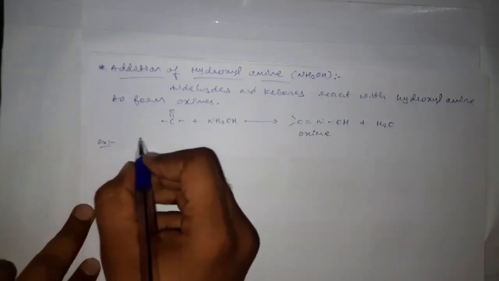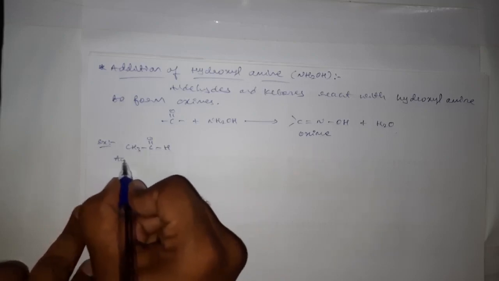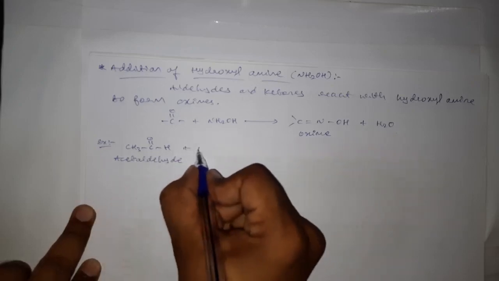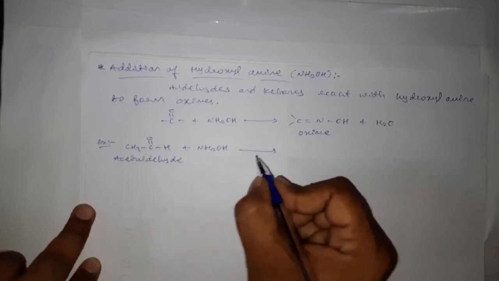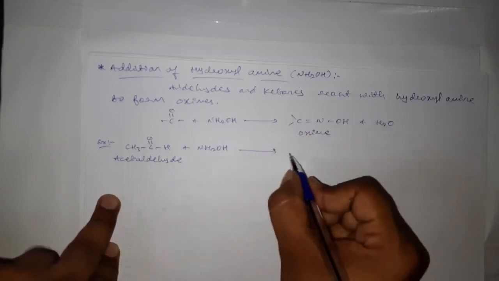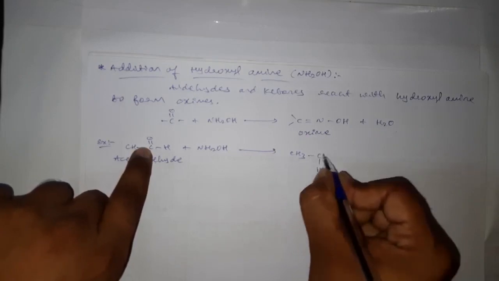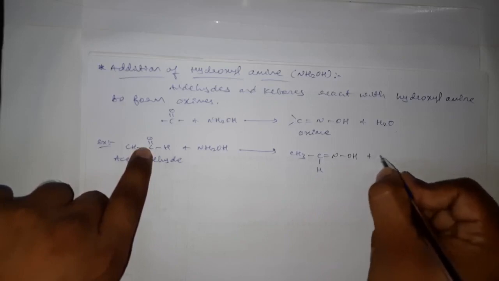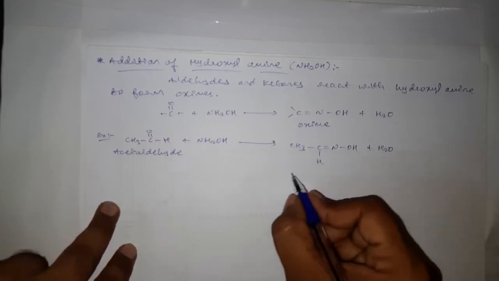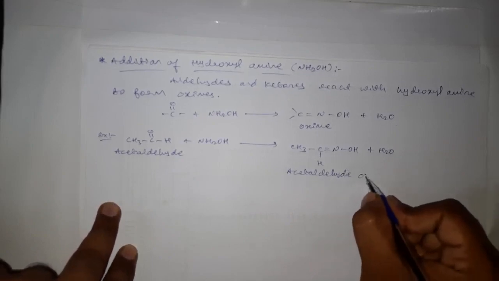Take some examples for this one. CH3 C double bond OH. This is an aldehyde, acetaldehyde. When acetaldehyde is treated with hydroxylamine, this oxygen will combine with the two hydrogens of hydroxylamine, and this carbon will form a double bond with the nitrogen of hydroxylamine, plus H2O. Correct? And this is acetaldehyde oxime.